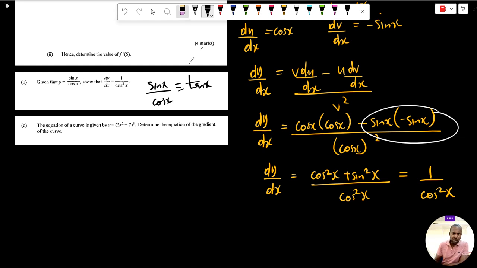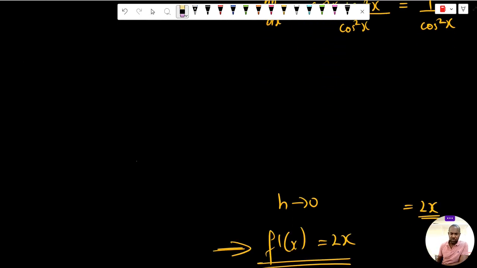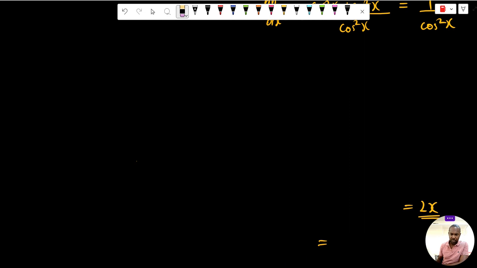All right, so that was part B of the question. Let's look at part C. Part C says the equation of a curve is given by y equals 5x squared minus 7, all to the power of 4. Determine the equation of the gradient of the curve. In other words, they want us to find dy by dx, right? So let's proceed to doing that.